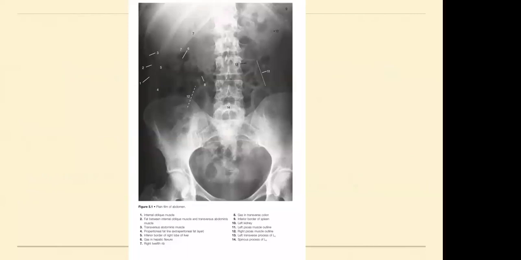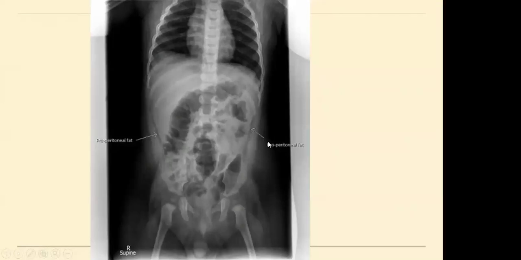You can see here, it's not very clear, but we can see the internal oblique muscle, but most importantly is here where we can see the properitoneal fat line. However, we said in 18% it may be absent. Its presence indicates the absence of edema.